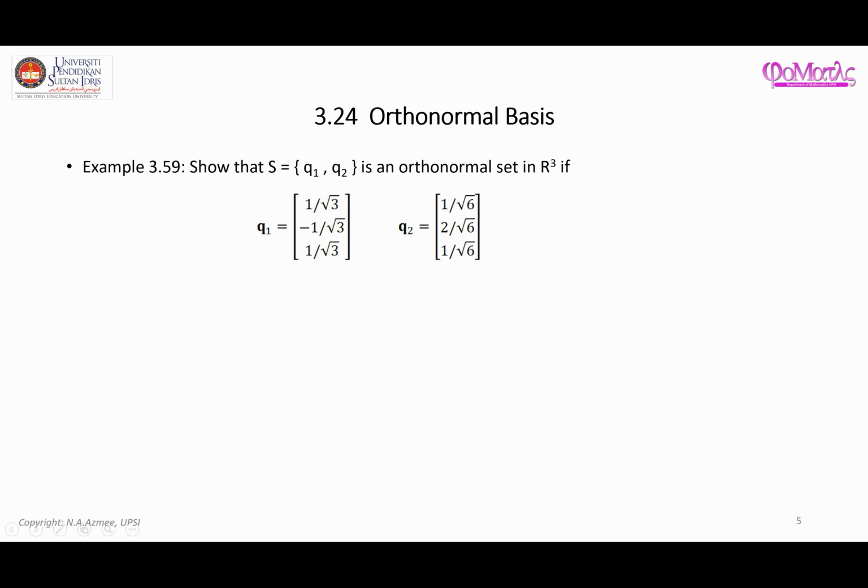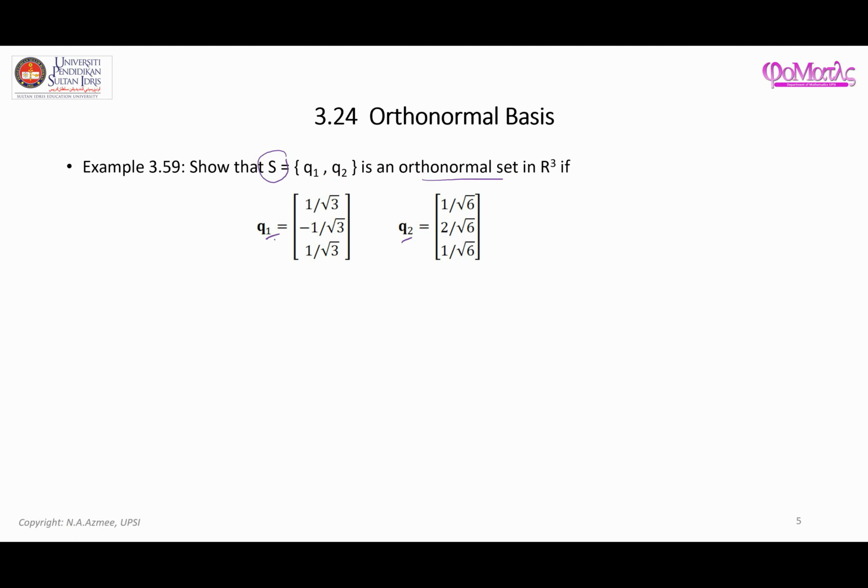Now, without further ado, let us do some examples related to this idea. So here, the first example is asking you to show that the set of vectors here, containing q1 and q2, where q1 is given by this and q2 is given by this, is an orthonormal set. Well, we are going to just follow that simple idea.